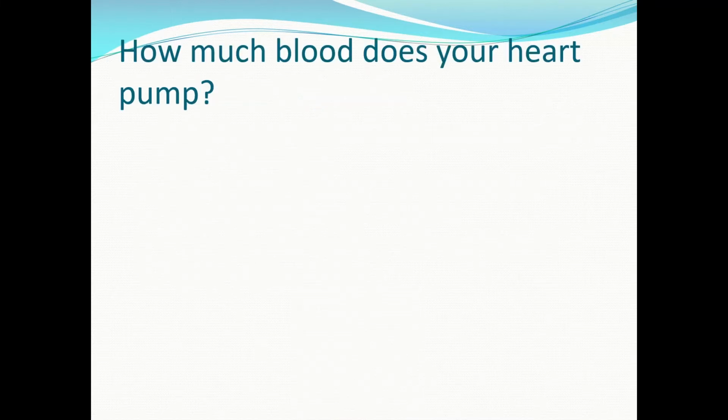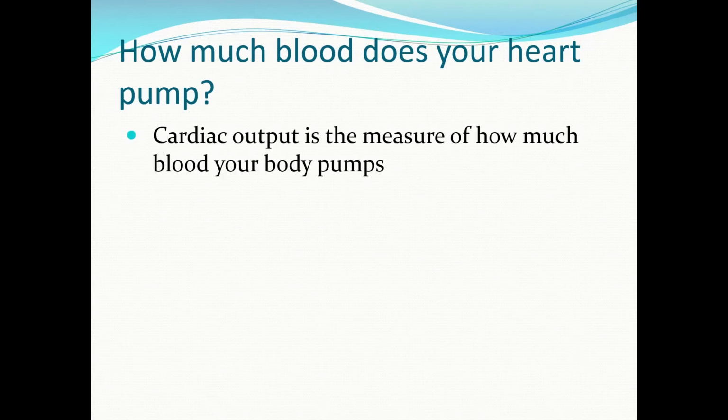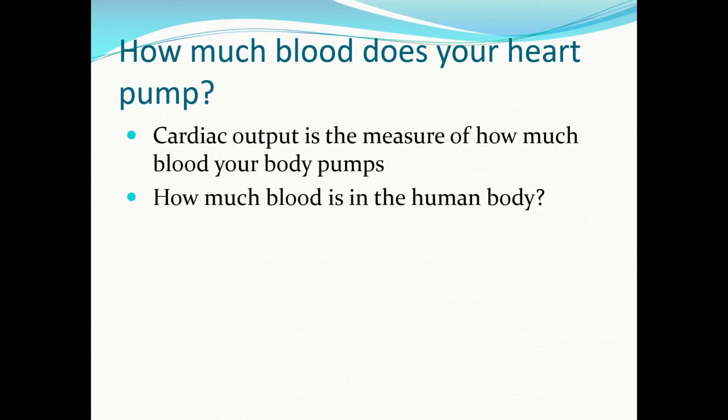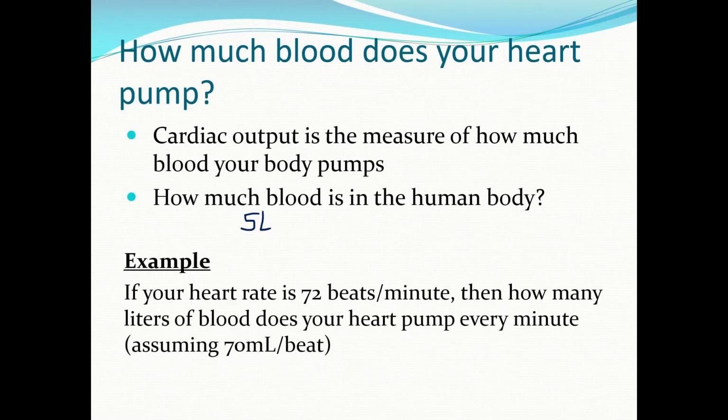So how much blood does your heart pump? So cardiac output is a measure of how much blood your body pumps. So how much blood actually is in the body? Does anyone know? So you have about 5 liters of blood in your body. So it's a little bit more than a milk jug. But your cardiac output is how much blood your body pumps.